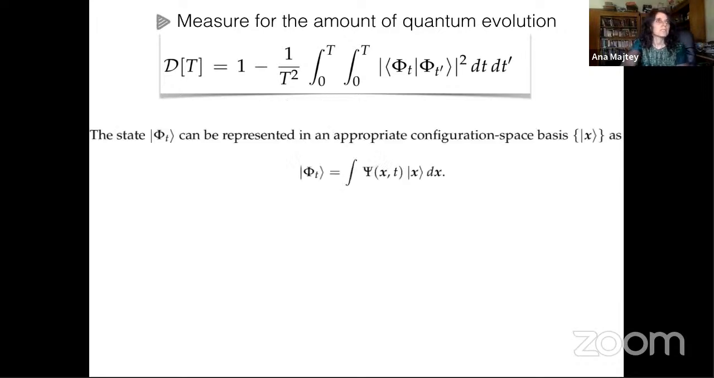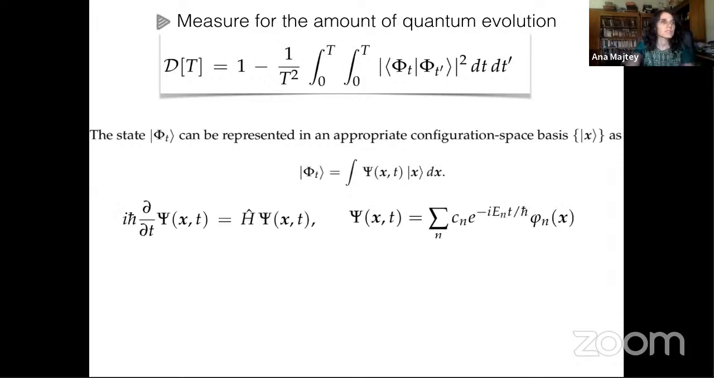Now, to go deeper into the form of the measure, what we do is write this state phi t in an appropriate configuration space basis x. We can represent this state in this way, where x represents some spatial coordinate or any other degree of freedom of the state. And this is the wave function, which satisfies, as usual, the Schrödinger equation. It can be expanded in terms of the orthonormal eigenfunctions and the eigenvalues of this Hamiltonian H here. And this coefficient satisfies a normalization condition as usual.